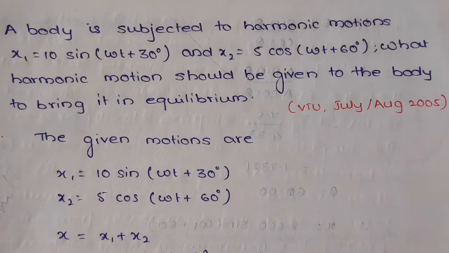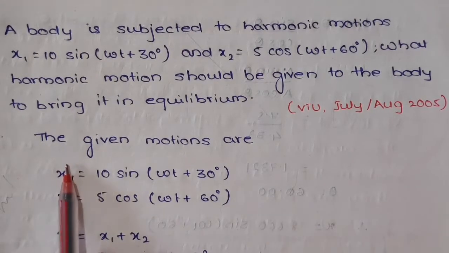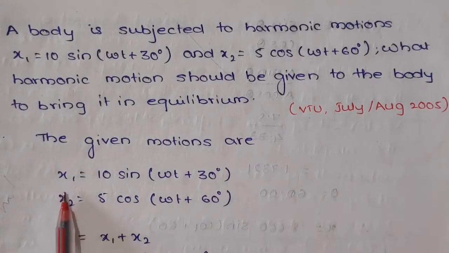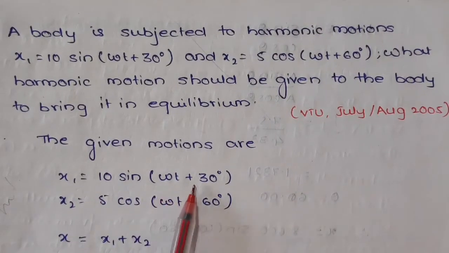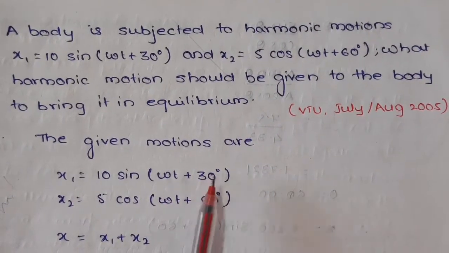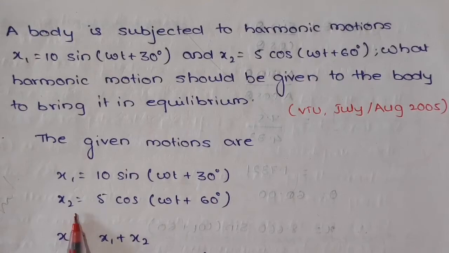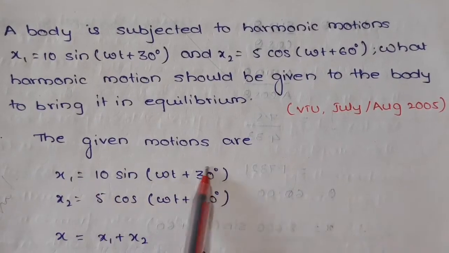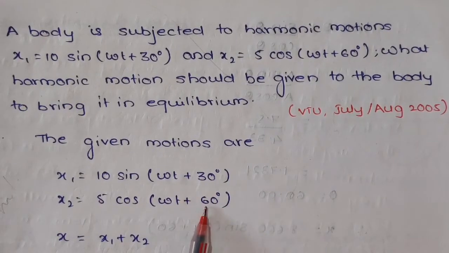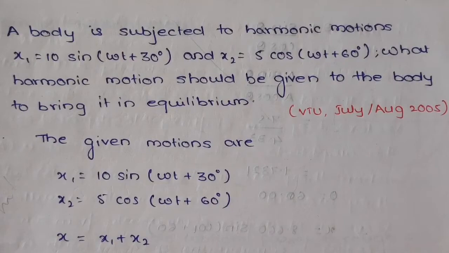So here we have the solution. First we take the given equations. x1 is equal to 10 sine (omega t plus 30), so this is in 30 degrees. x2 is equal to 5 cos (omega t plus 60). Here the angles are given in degrees, so you have to keep your calculator in degree mode when solving.